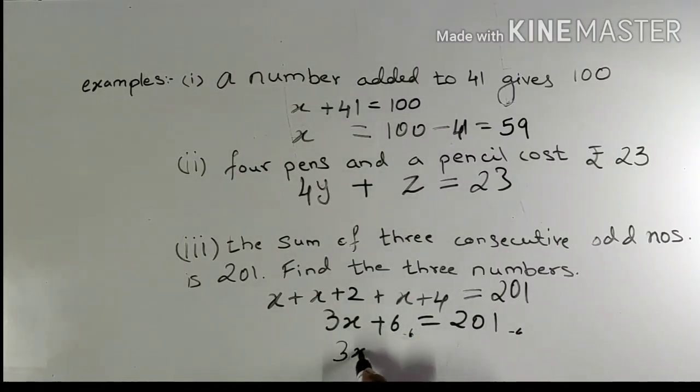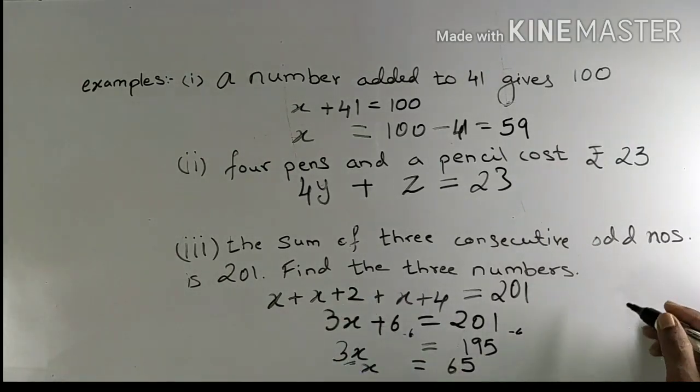So 3x plus 6 minus 6 is 0. 201 minus 6 is 195. Now again I want to find the value of x, but 3 is multiplied over here, so I need to divide both the sides by 3. Hence we get x is equal to 195 divided by 3, that is 65. So one of the numbers is 65.